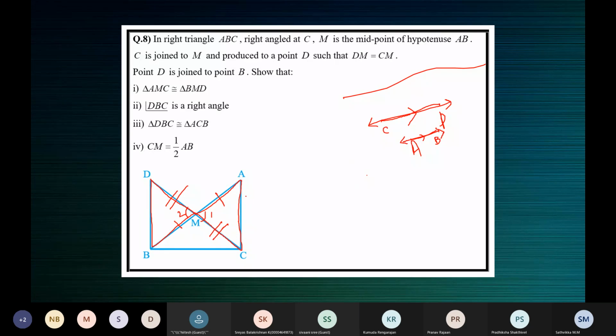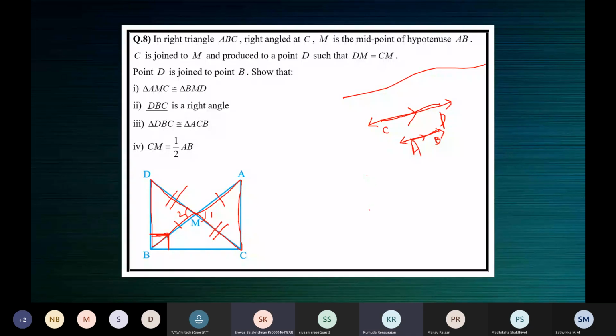So the two triangles are congruent by the SAS congruence condition. Now next one, we need to show that angle DBC is a right angle. You need to show that angle DBC is equal to 90 degrees.